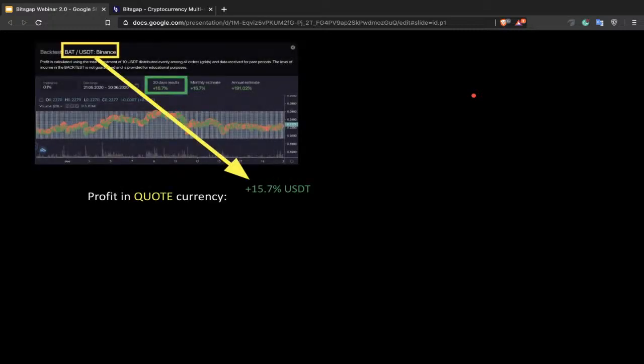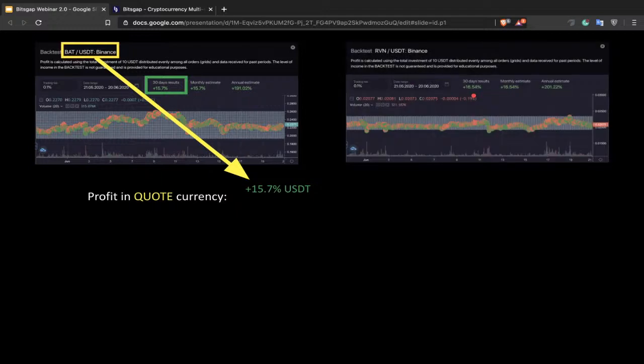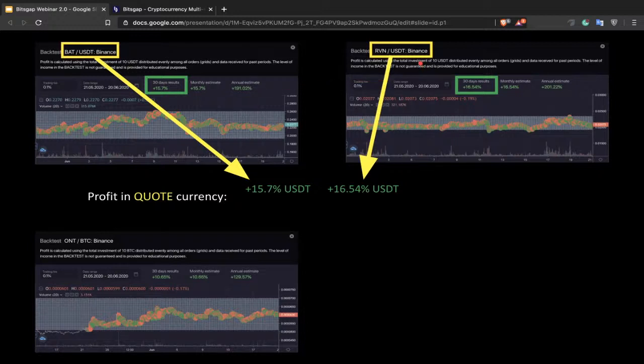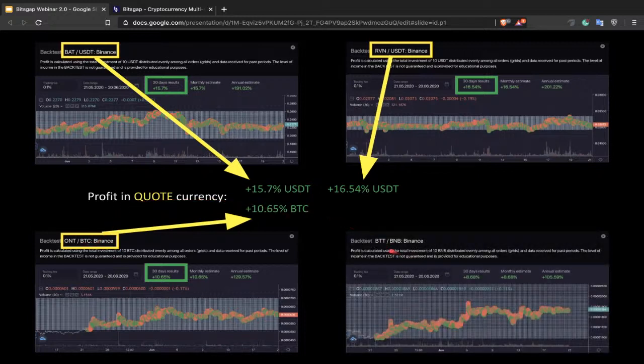So yeah, once again, to validate the idea, the bot profit is the profit generated in the quote currency. So here, Basic Attention Token trading to USDT. The bot profit in this case is in USDT, and yeah, as simple as that. Ontology trading to BTC. The profit in this case is going to be in BTC. Here is BitTorrent trading to BNB. The profit is going to be in, oh yeah, that was my mistake. That must be BNB.